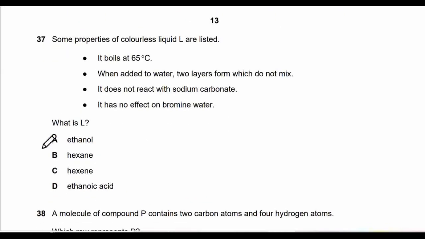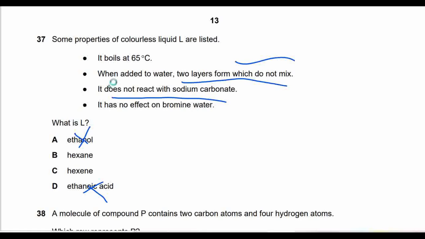37. Some properties of colorless liquid L are listed. It boils at 65 degrees Celsius. When added to water, two layers form, which do not mix. This is a non-polar liquid because it does not mix with water. Non-polar is not ethanol, it will be an alkane or alkene, and it does not react with sodium carbonate. If it is an acid, it will surely react with sodium carbonate. So we have to choose between hexane and hexene.